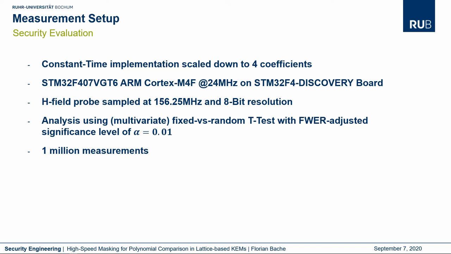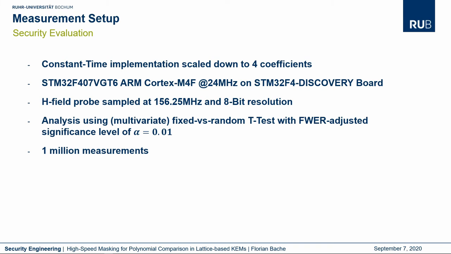We use the same Cortex-M4 board as for the benchmarks. And we used a constant time version of our implementation. This just means that we generate the randomness before the actual measurement, and this allows for easier alignment of the traces. Also, we reduced the number of coefficients to 4.